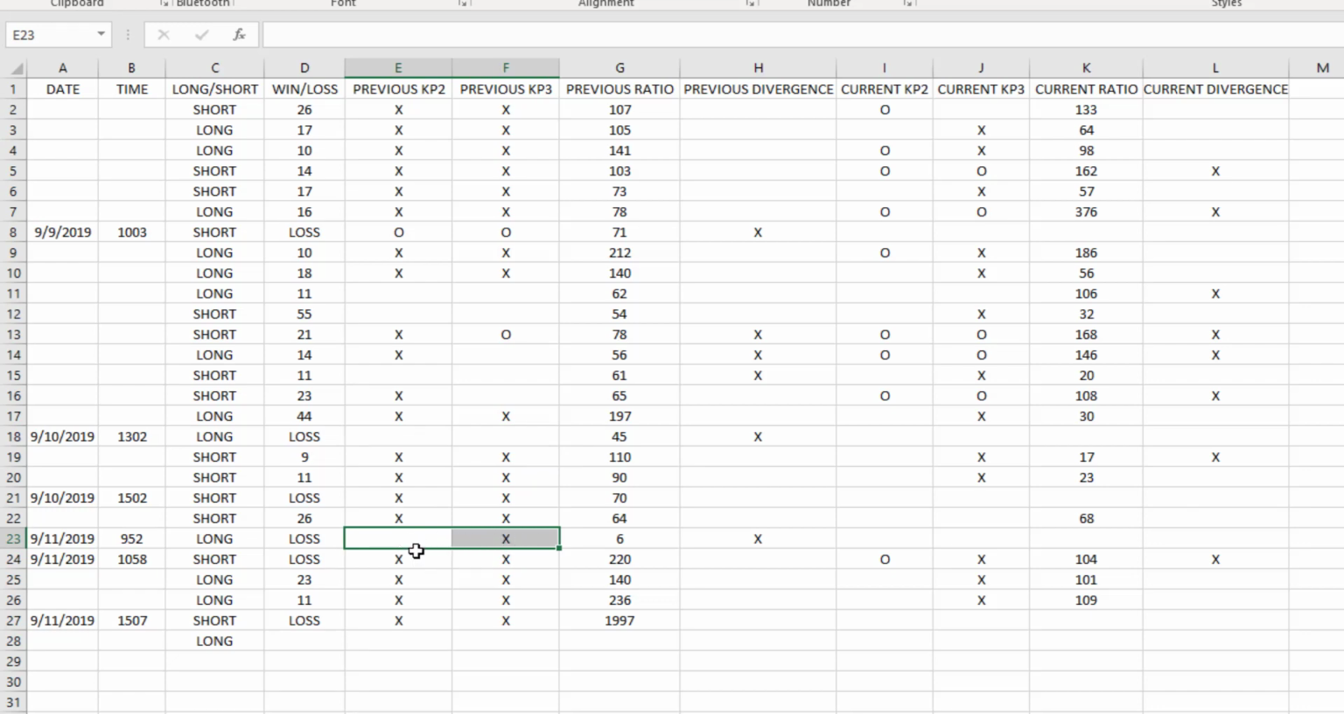So basically what we're trying to do is understand what the circumstances are that lead us up to a losing trade. And if we can understand when to stay away from a losing trade, then our winning trades are going to be working all that much better.